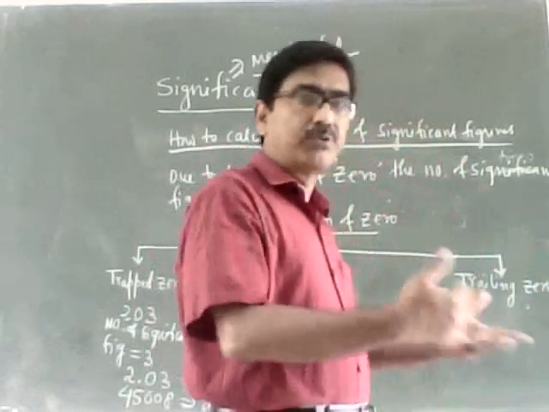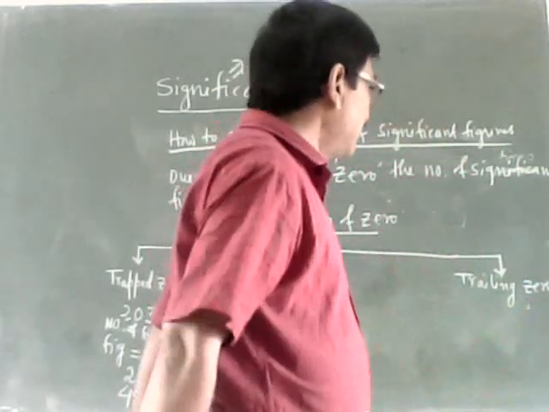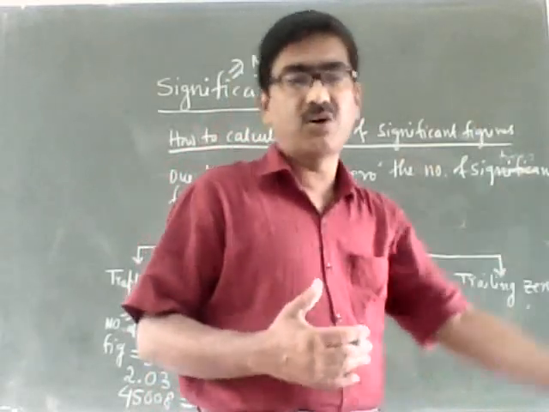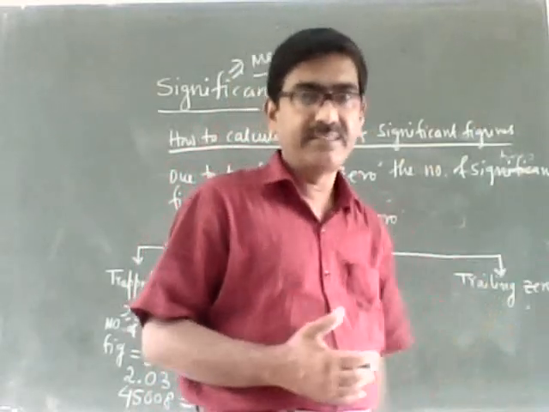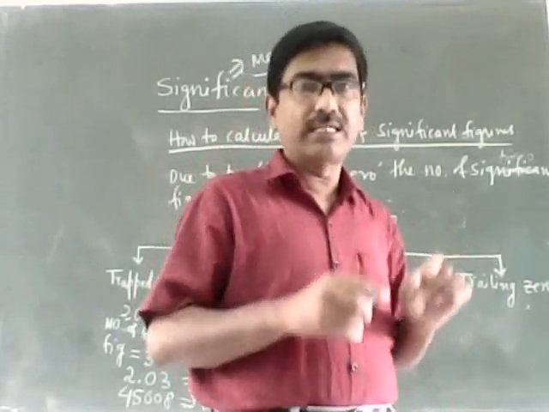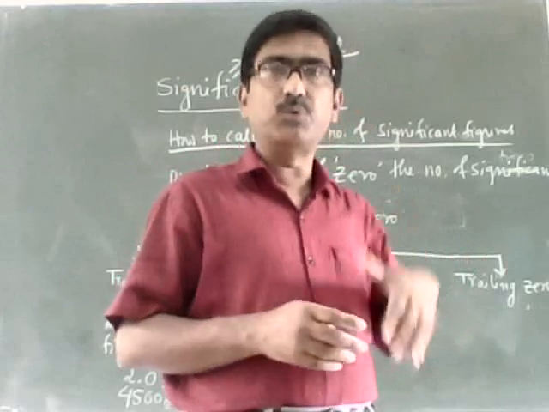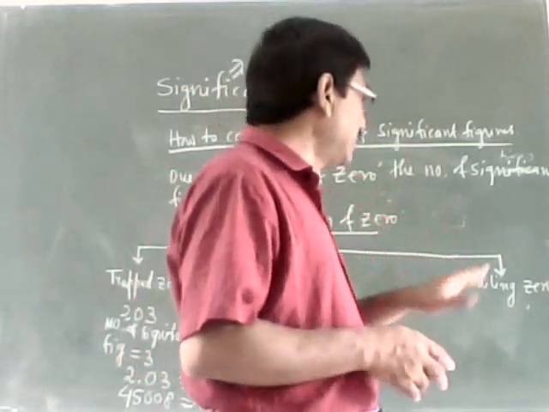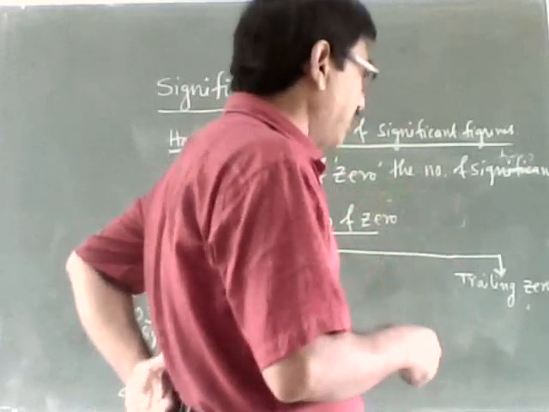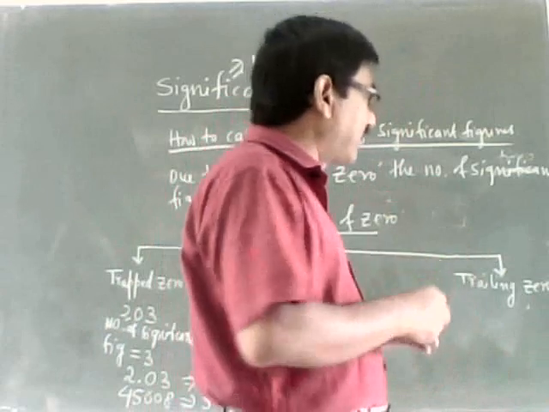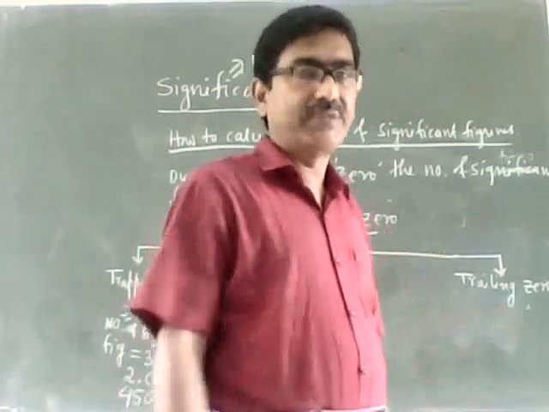Okay, next come to the trailing zero. Trailing means the zero whose position is at the last of a number, at the end of a number, trailing zero. So at the end of a number, if zeros are there, may be two possibilities, with decimal and without decimal. So trailing zero, if there is a decimal, then count them as significant figure. But if there is no decimal, then don't count them as significant figure.